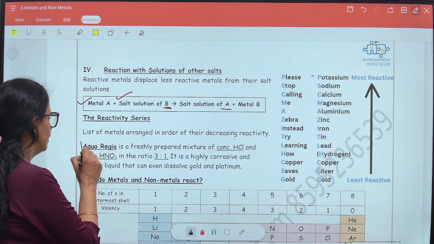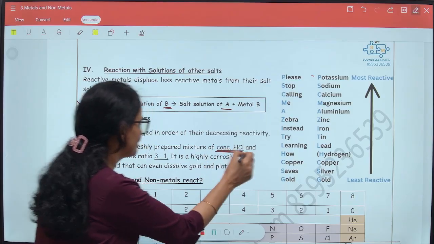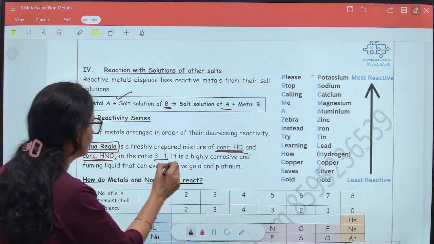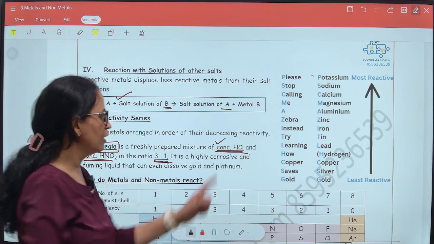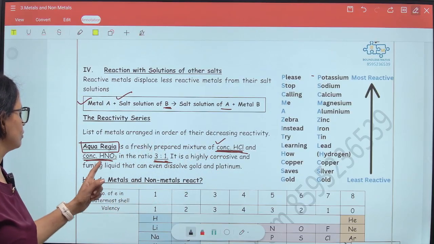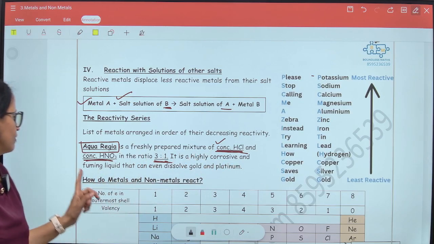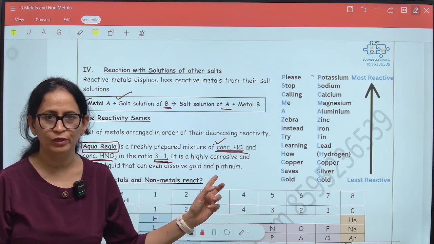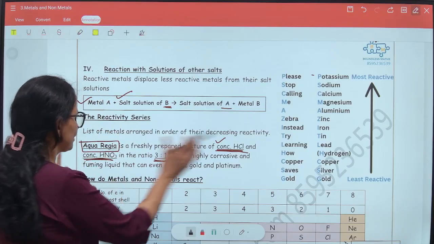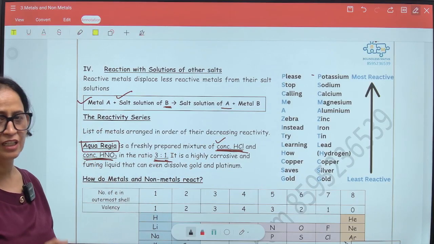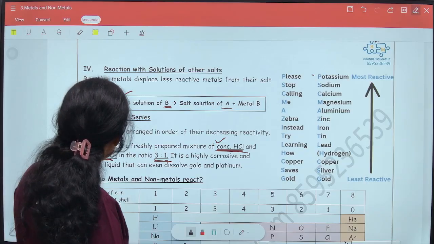Next, what is aqua regia? It is a mixture of concentrated HCl and concentrated HNO3 in the ratio 3:1. Now don't write it the opposite way. The order is very important here: concentrated HCl and concentrated HNO3 in the ratio 3:1. It is a highly corrosive and fuming liquid that can even dissolve gold and platinum. Gold and platinum are the least reactive metals, but this mixture of HCl and HNO3 is highly corrosive and highly reactive, so it even dissolves gold and platinum.